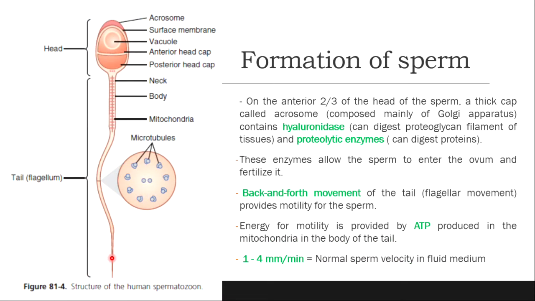So, nakita nyo dito, this is the formation of sperm. On the anterior 2/3 of the head of the sperm, may tinatawag tayong acrosome, which is composed mainly of Golgi apparatus. It contains mga different enzymes kasi. For example, hyaluronidase, which can digest proteoglycan filament of tissues, and proteolytic enzymes which can digest proteins. So, important kasi to. These enzymes allow the sperm to enter the ovum and fertilize it.